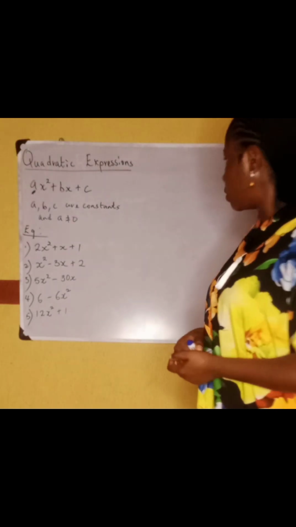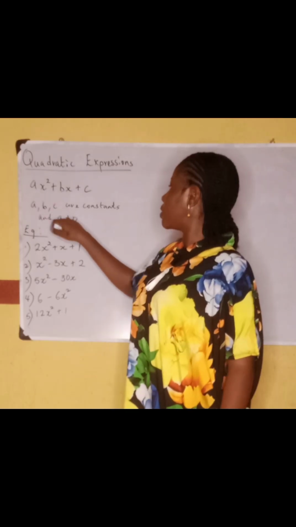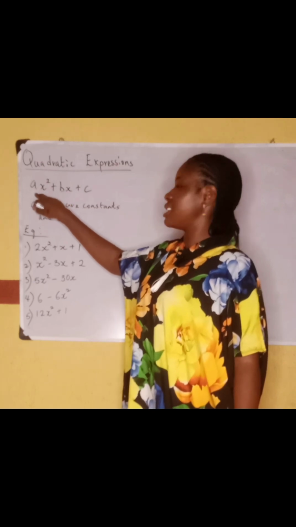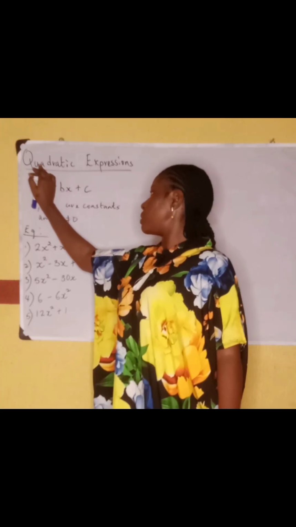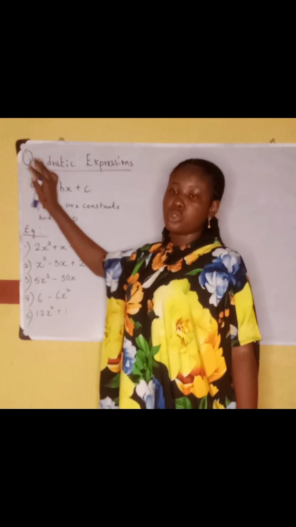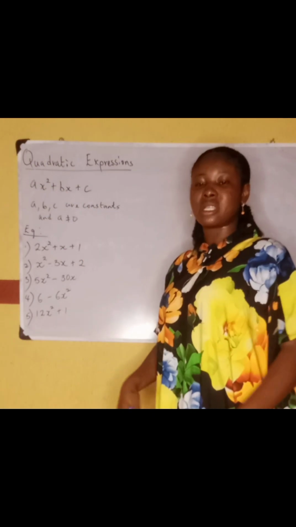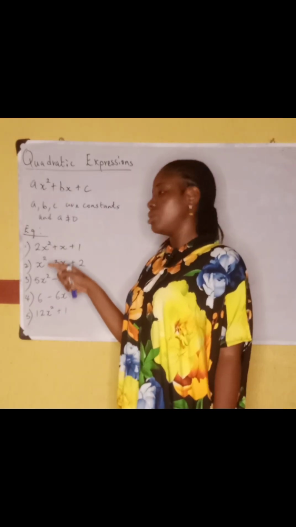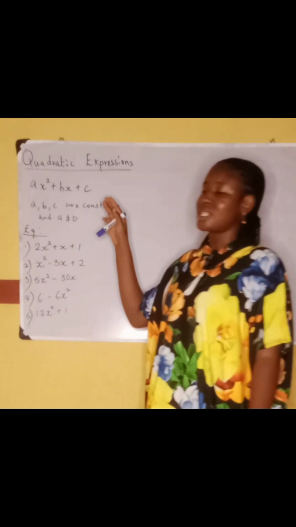Why should a not be 0? Now if a becomes 0 here, like I asked in the last question, it will become 0 times s squared, and anything times 0 is 0. So this will clean off, this will wipe off. We'll just be having bs plus c, and bs plus c is a linear expression. So anything you are doing to this quadratic expression, nothing should touch this s squared. S squared is the main reason why this is a quadratic expression. So if a becomes 0, s squared will go away and it will no longer be a quadratic expression. So that's why a should never be 0.